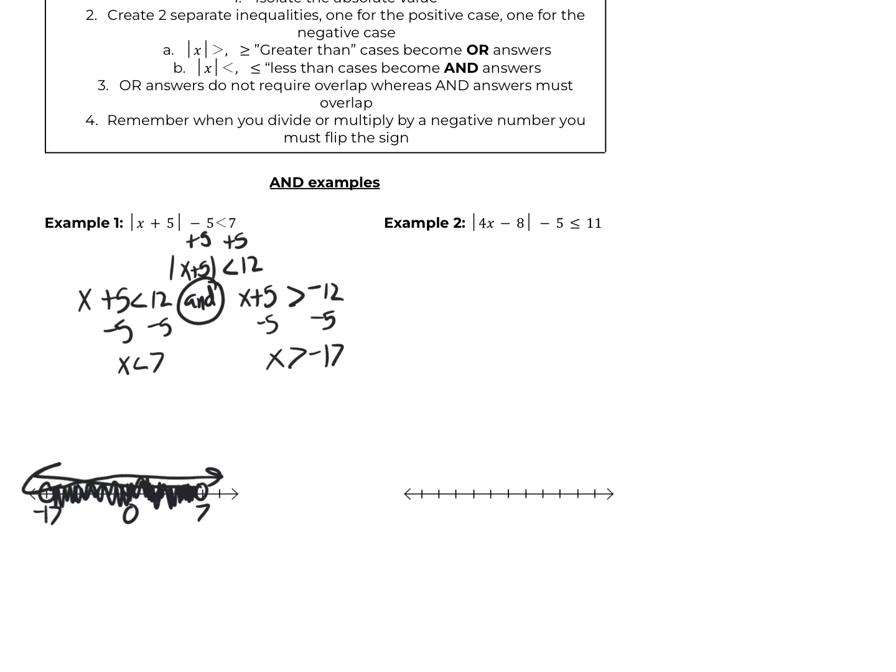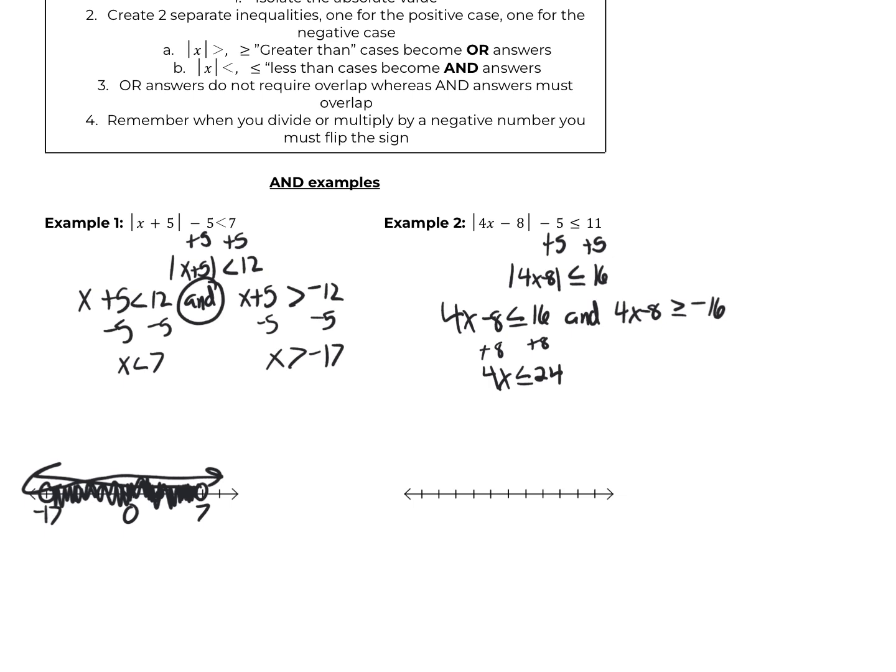All right, next up, absolute value of 4x minus 8, minus 5, is less than or equal to 11. We're going to add 5 to both sides. I get absolute value of 4x minus 8 less than or equal to 16. So 4x minus 8 less than or equal to 16, and, because it's less than, and 4x minus 8 is greater than or equal to negative 16. So we flip the sign when we multiply by a negative. To solve this, we add 8 to both sides. I get 4x is less than or equal to 24, and then divide by 4.